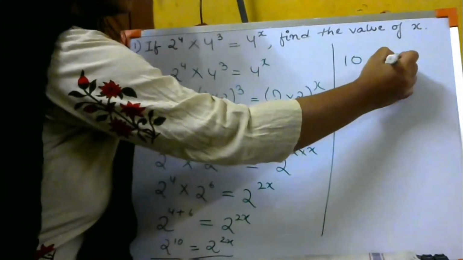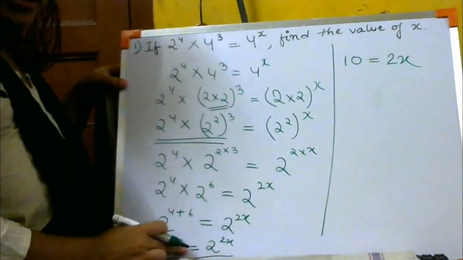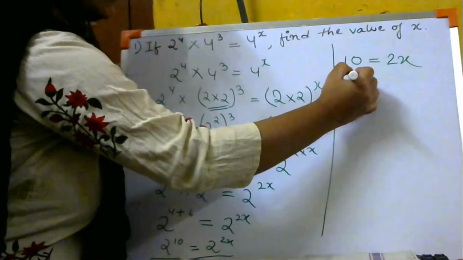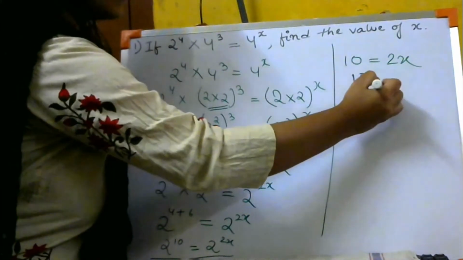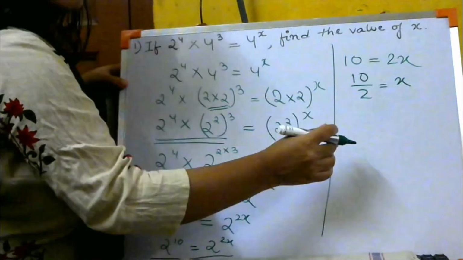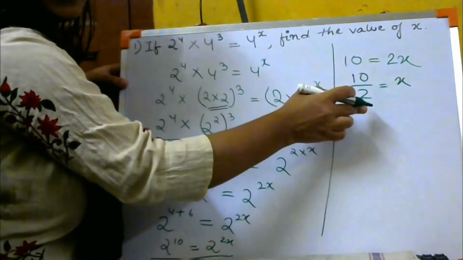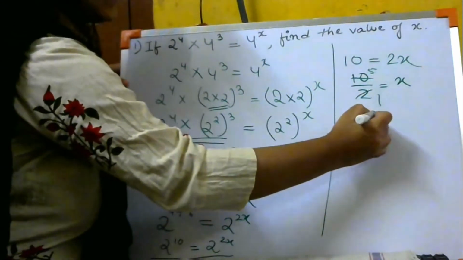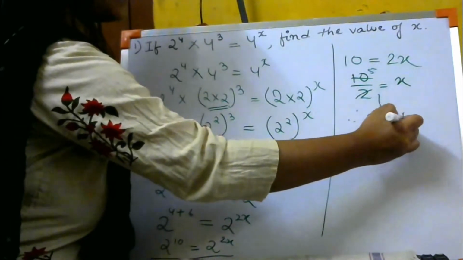10 equals to 2x. Equals to sign क्यों दे रहे हैं? यहाँ पे equals to sign है ना, इसीलिए. So 10 equals to 2x. So 10 divided by 2 is equals to x. 2 को यहाँ पे ट्रांसफर करो, वहाँ पे मल्टीप्लिकेशन साइन में था तो यहाँ पे आके डिवीजन हो जाएगा. तो 2 1s are 2, 2 5s are 10. So therefore x is equals to 5.